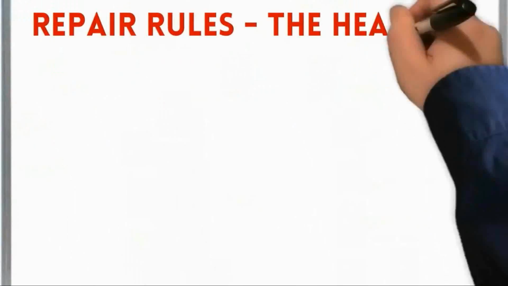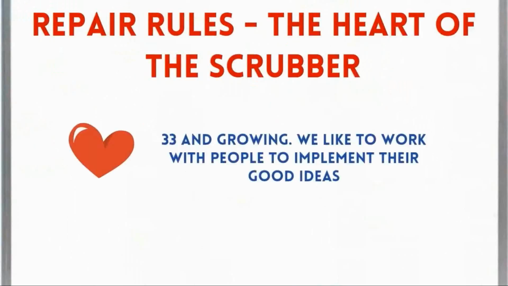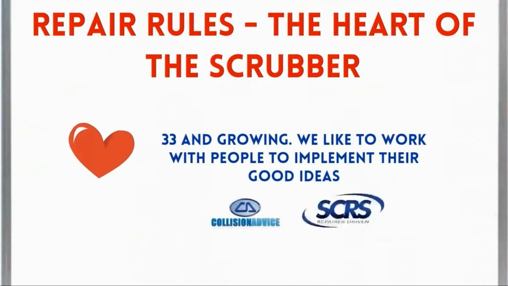programs. What everybody seems to like and get right away is our repair rules. These repair rules really look at finding things that are missing on the estimate as well as identifying common writing mistakes. We worked with the SCRS and Collision Advice to implement some of the rules that they have created.